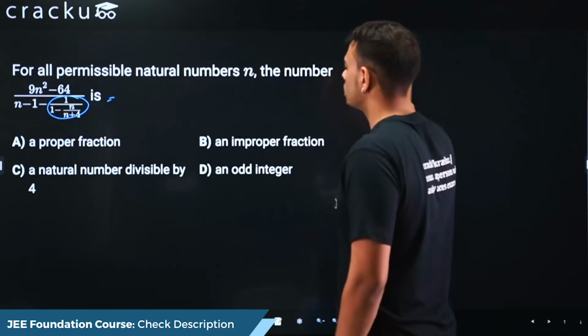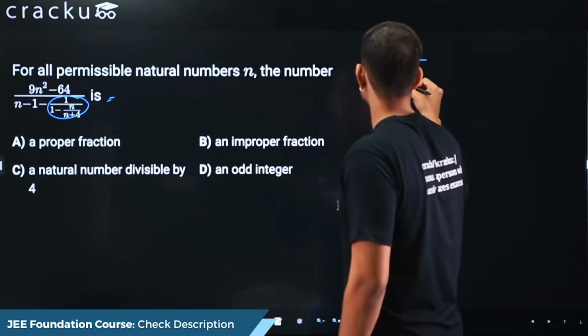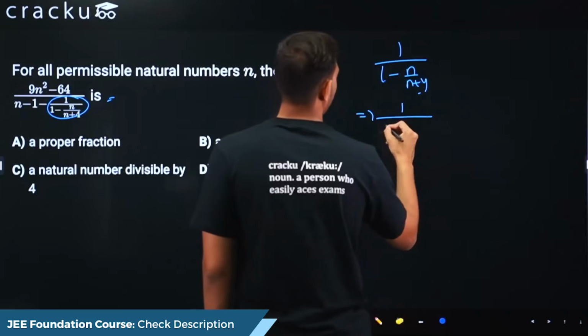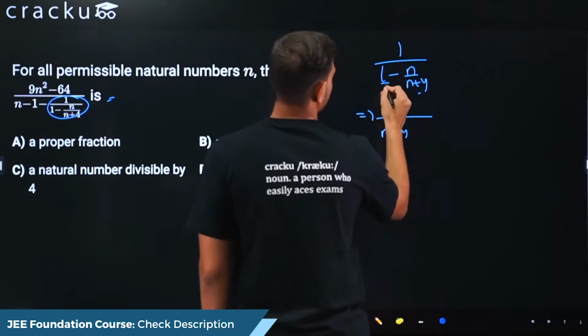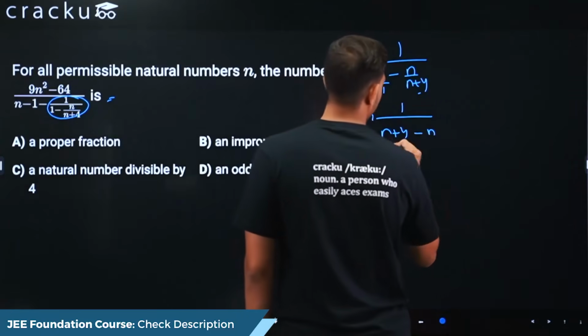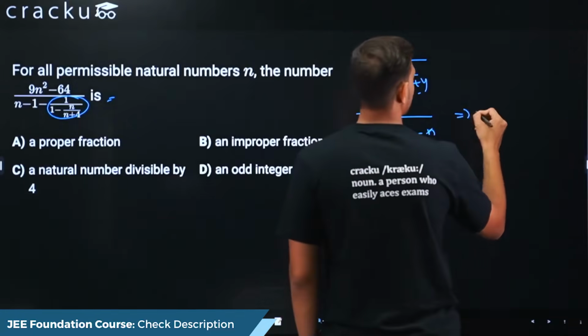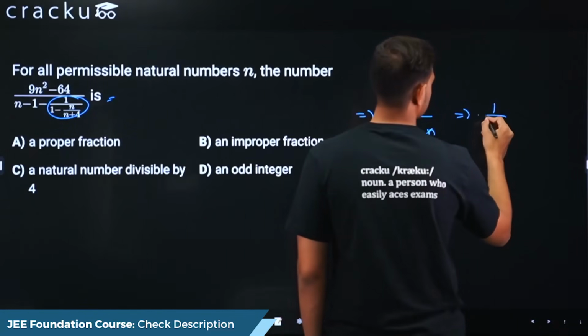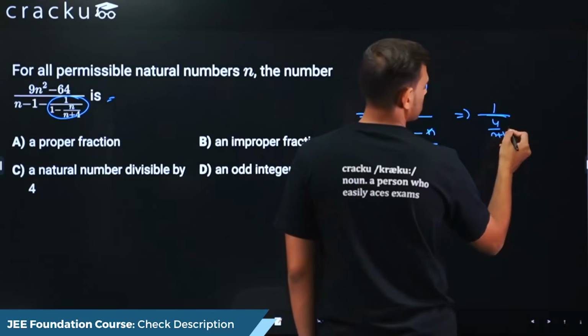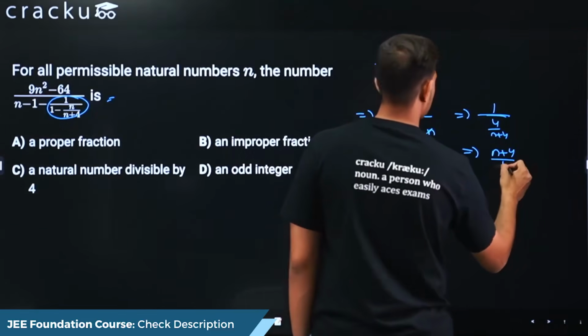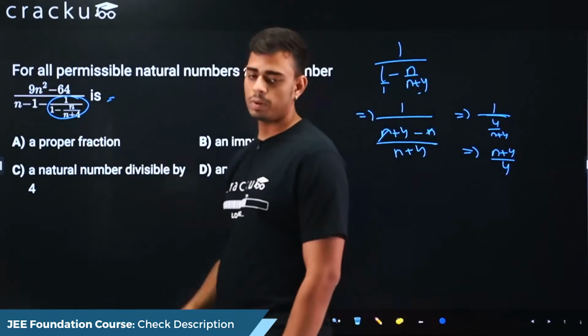1 upon 1 minus n by n plus 4. I'll take LCM here. I will get 1 upon n plus 4, 1 by 1, minus n by n plus 4, and n gets cancelled out. I get 1 upon 4 by n plus 4. This will get reversed. The value will be n plus 4 by 4. This value is n plus 4 by 4.